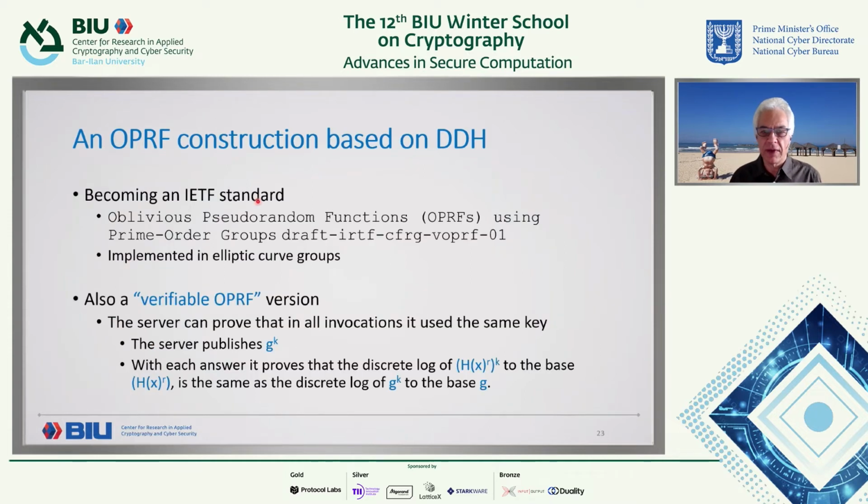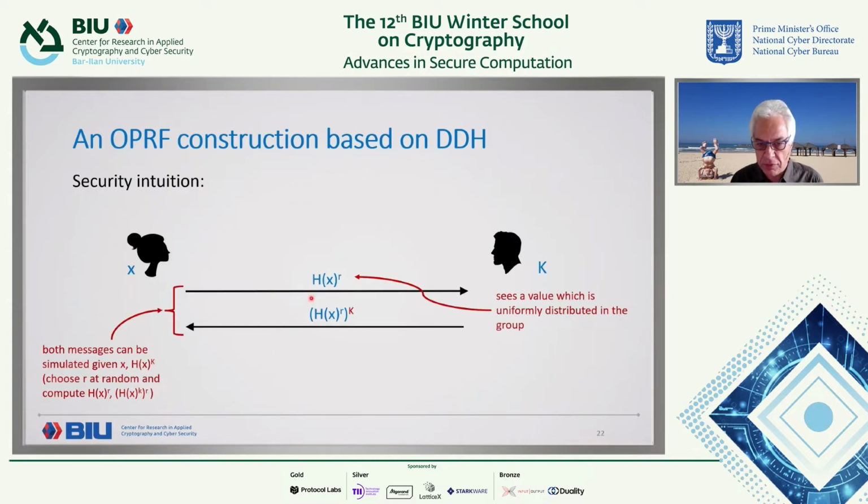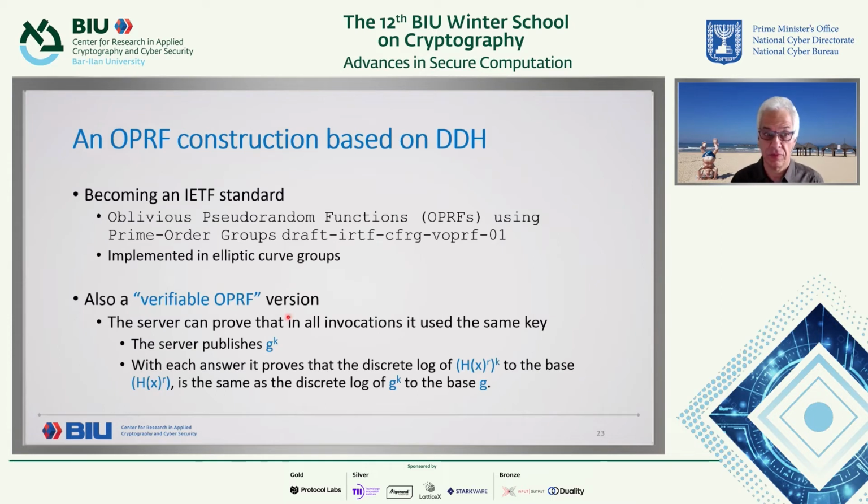So actually, this OPRF is now quite widely used. There's even an internet draft defining it. And you can also think of variations where this is a verifiable OPRF. Basically, the server can prove that in all invocations, it uses the same key. So basically, the server publishes g to the k, and whenever it runs the protocol, it proves to Alice that whatever she sent to him, he raised to the same power k. And this is today quite widely used.